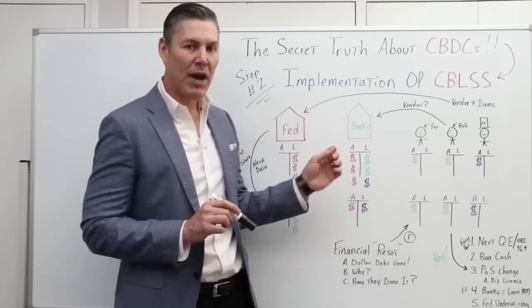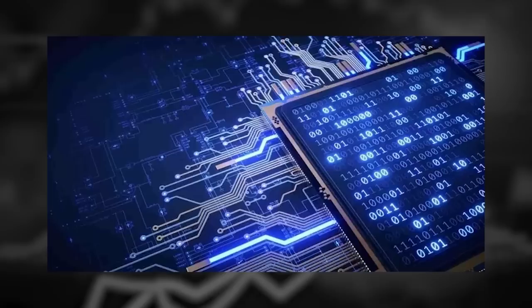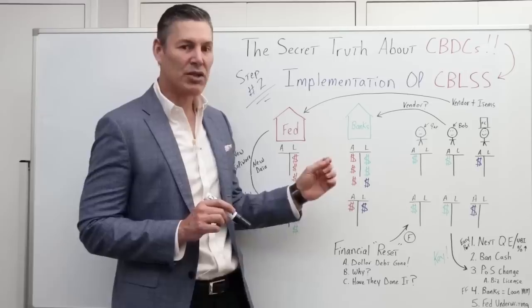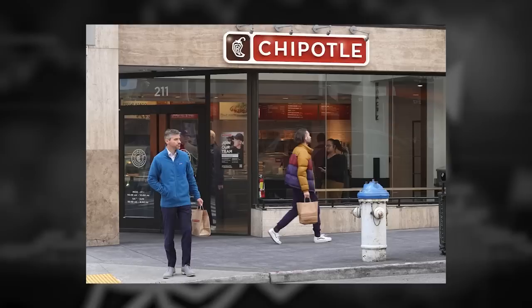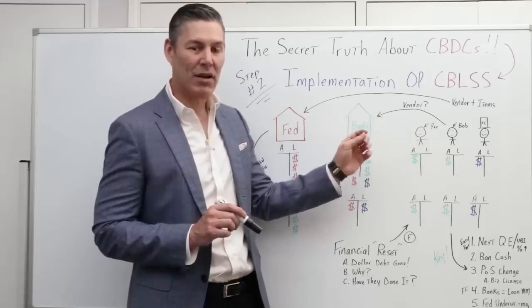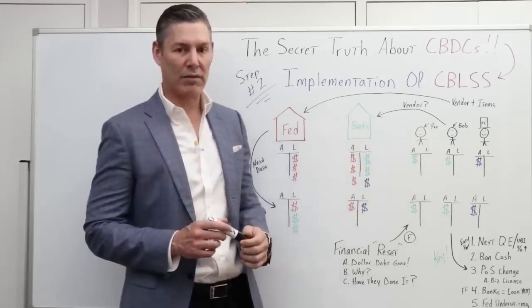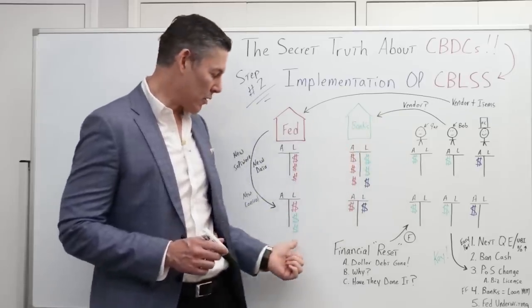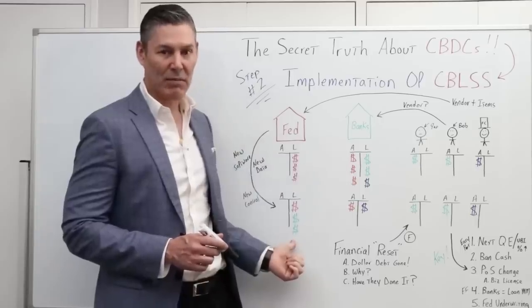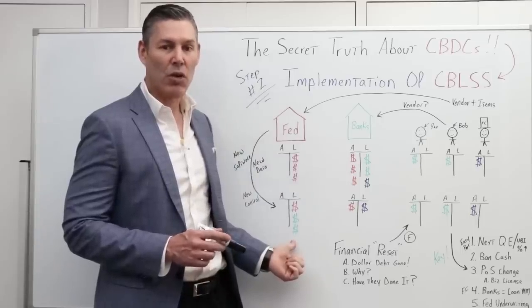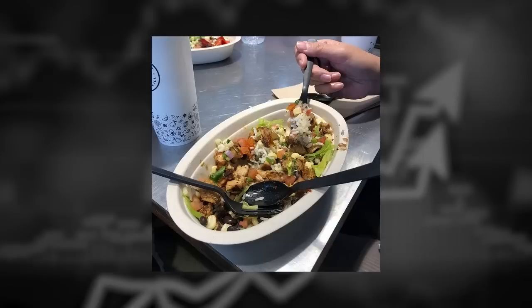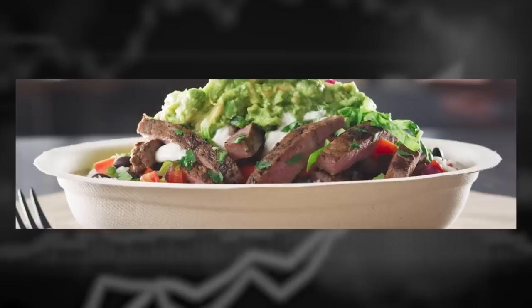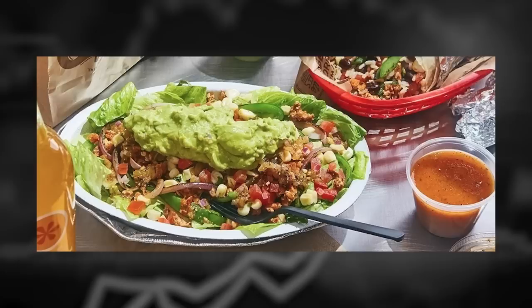So they'd have to modify or use a different type of software, which would give them not just the name of the vendor, in this case Chipotle, but also an itemized list of exactly what you bought. So now when you go to your Fed bank statement, let's say, it'll not only show that you went to Chipotle for lunch, but it'll also show what you ordered. Did you order chicken? Did you order beef?